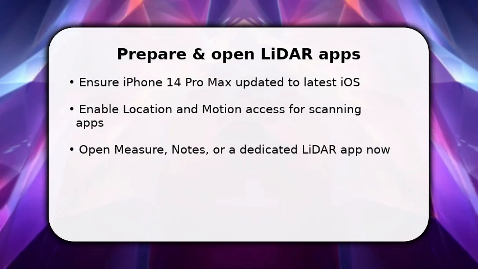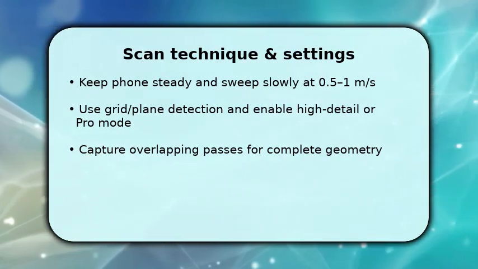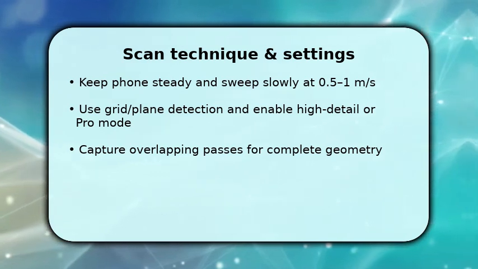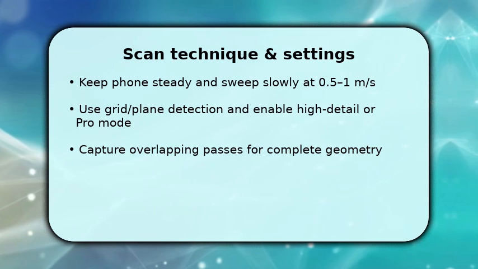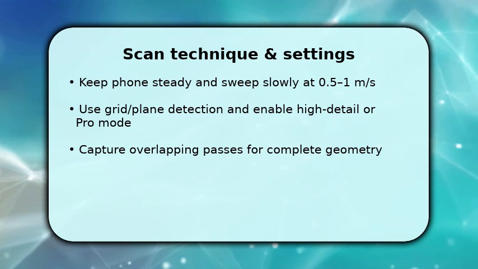Now you perform the core scanning. You should sweep slowly, about 0.5 to 1 meter per second, keeping edges and surfaces in frame. This ensures sufficient point overlap. Make sure plane detection and any high detail or pro mode are enabled to increase point density.